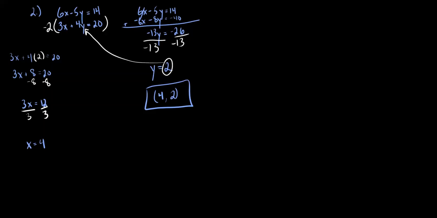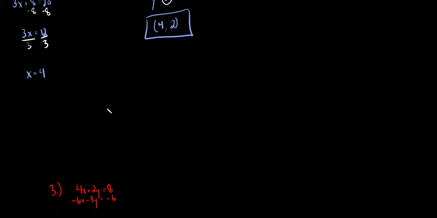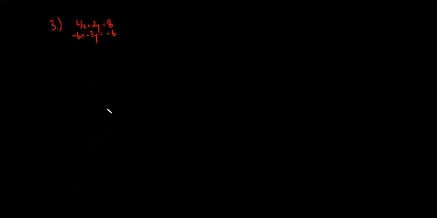Now I do want to go over just one special case just to make sure we're all on the same page. So let's go ahead and take a look at this example here. In this example, we have 4x plus 2y is equal to 8, and negative 6x minus 3y is equal to negative 6, okay? And in this equation, there's not necessarily going to be one variable that's easier to cancel out. So in the previous problem, I was able to just multiply one of the equations to get the opposite coefficients that I wanted, okay?